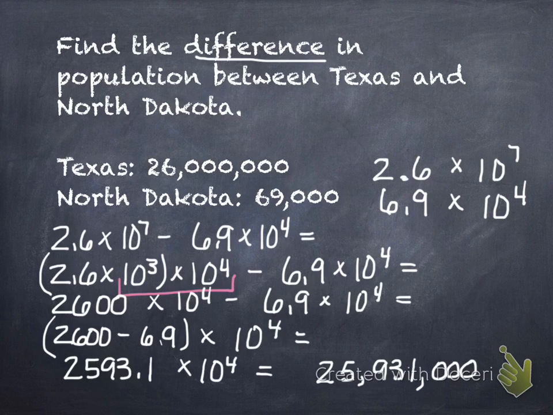So the difference in population between Texas and North Dakota is 25,931,000. All right, and this number could be written in scientific notation, and if I did, let's put it up higher, it would be 2.5931 times 10 to the 7th.